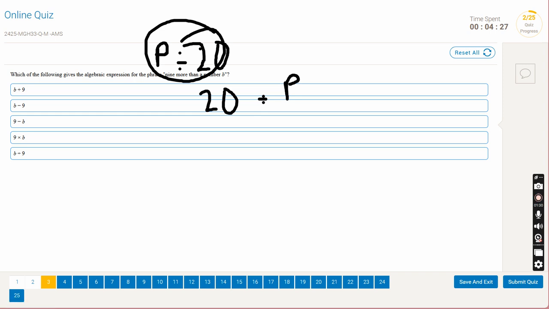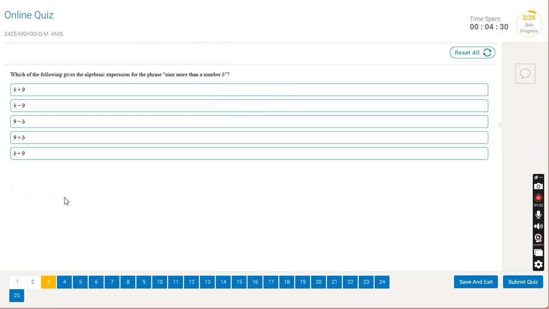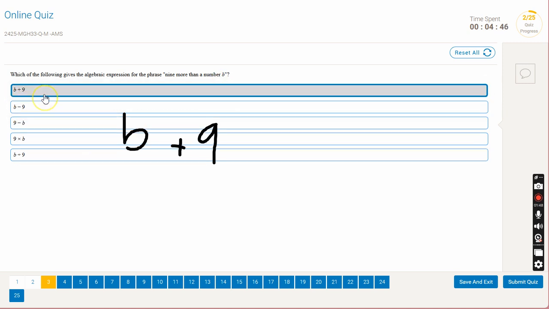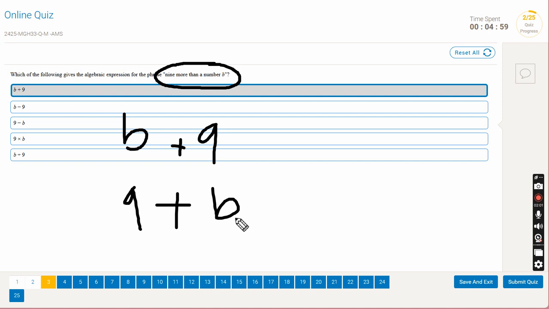Okay, now here what are they asking for? They're asking us, which of the following gives algebraic expressions for the phrase 9 more than the number b? Now it's the same thing that you have done with multiplication, it's the same with addition. You can write it b plus 9. Okay, so 9 more than number b, so it will be b plus 9. If they haven't added anything additional, you can also write it 9 plus b. But sometimes you can add something additional which can indicate which one you are supposed to write. So in this case, just remember, you're supposed to write 9 more than a number b like this, b plus 9. Okay?